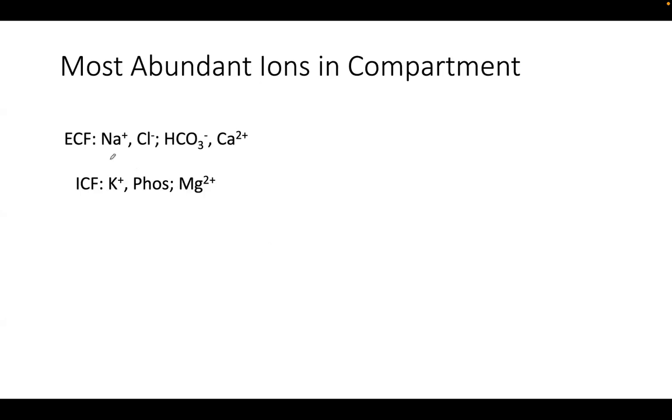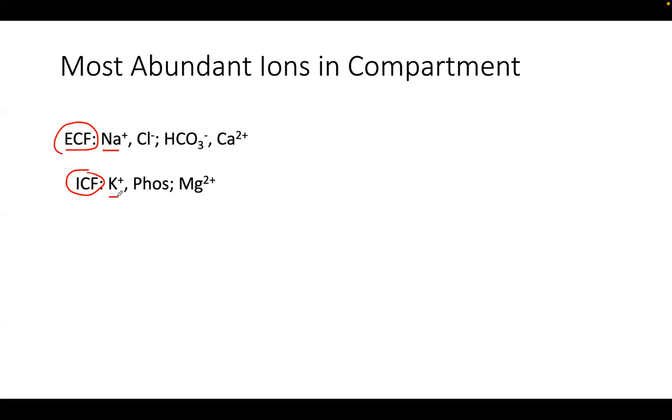So here are the most abundant ions in the different compartments. In the ECF, that's sodium, chloride, bicarbonate, and calcium, the most abundant cation being sodium. In the ICF, the most abundant cation is potassium. And don't forget, phosphate and magnesium are also very abundant in the ICF. Please remember that.